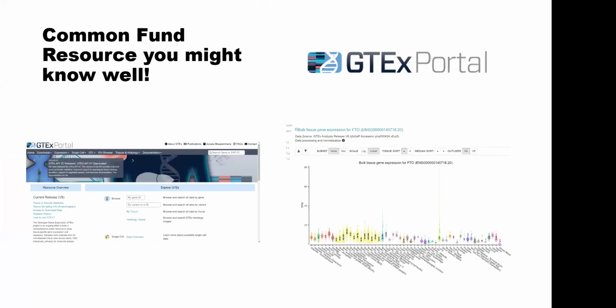So you may know GTEx very well, right? You probably go to GTEx for your favorite gene and search for bulk tissue expression across all of it. So here's an example for FTO. You see the violin plots. That may be one way you use it, right? So this is sort of like the classic way someone uses GTEx. And human genetics is incredibly relevant. You want to know expression of your favorite gene if you believe it's implicated in disease. So this gives you an example of a Common Fund resource that we are incorporating into this knowledge center that you're quite familiar with, right?